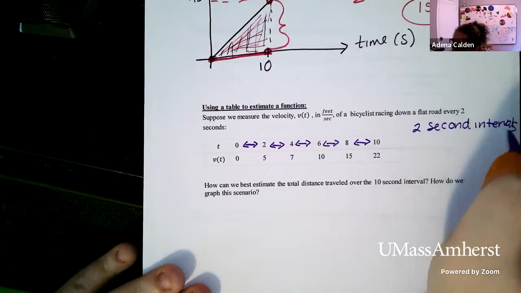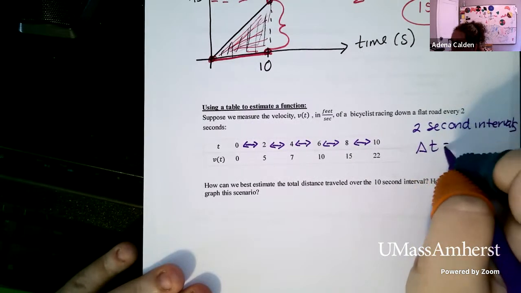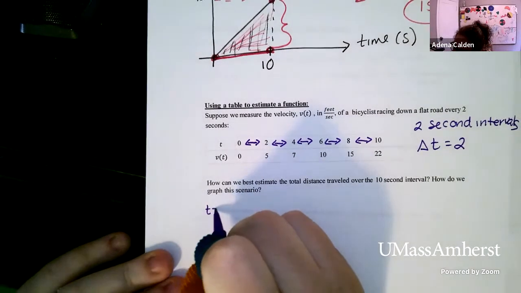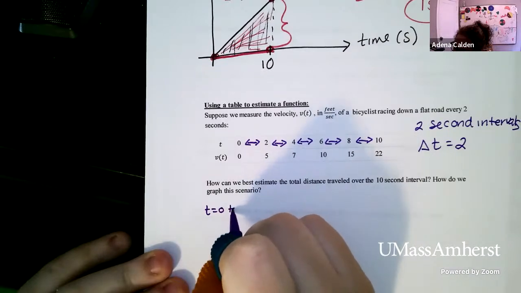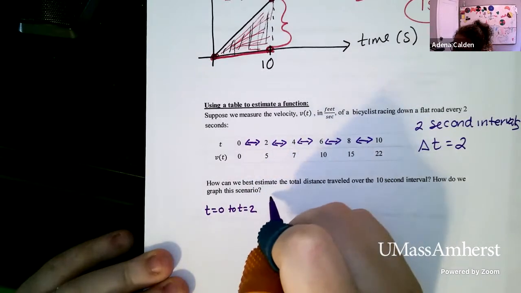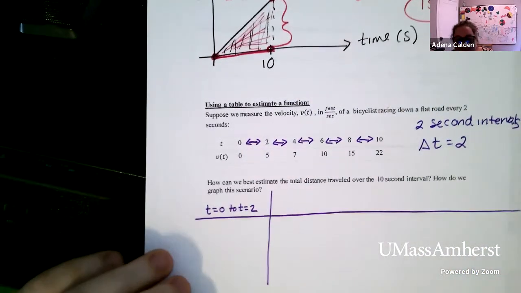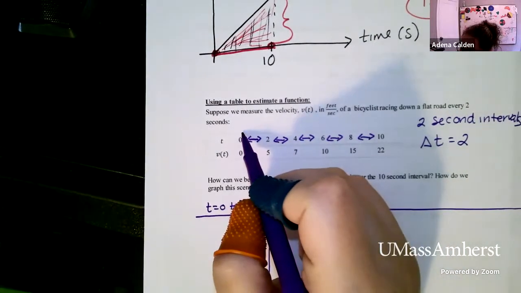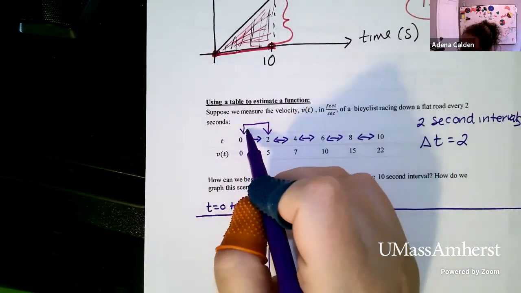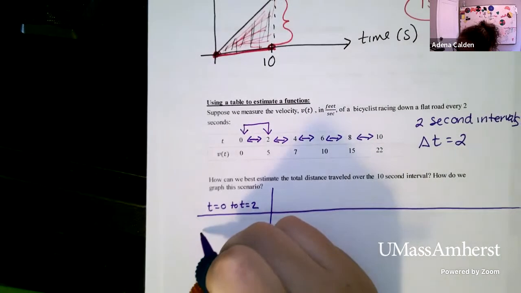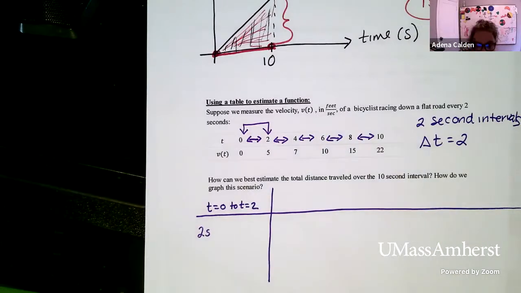That's the way the table is set up. And so we're going to notate this as delta t equals 2. So we're computing what's happening every 2 seconds because that's the data that we have. So we start with time equals 0 to time equals 2. That's my first 2-second interval, right? So for this 2 seconds right here, time equals 0 to time equals 2, I'm going to do rate times time. I know that my time is 2 seconds, right?